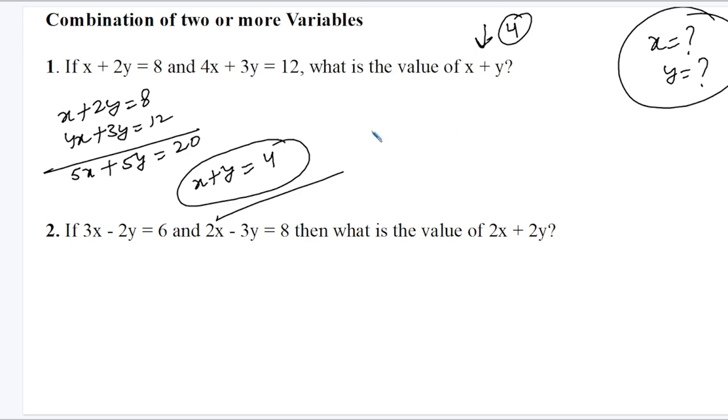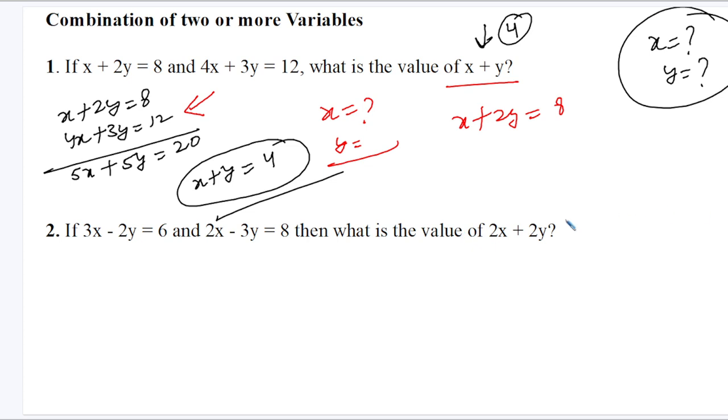Not knowing this method, what will students do? They will actually find the value of x individually and y individually and then substitute and then find the value of x plus y. That can also be done, but that's not required. You have two equations, you can apply the elimination method and find the value of x and the value of y and then substitute. But that much working is not required when you can simply get it by adding the two equations.